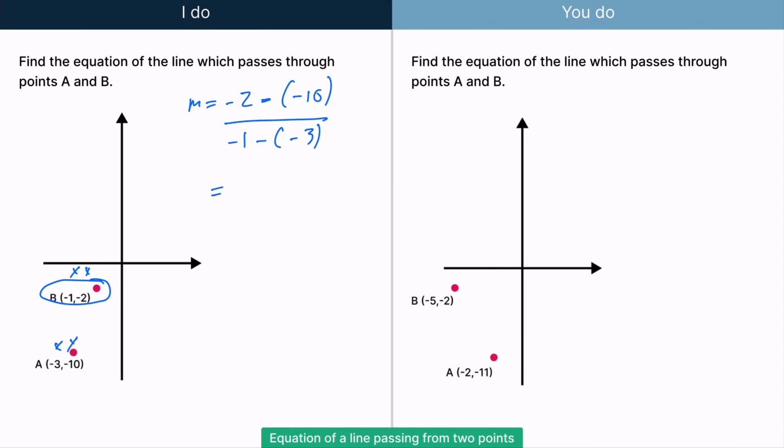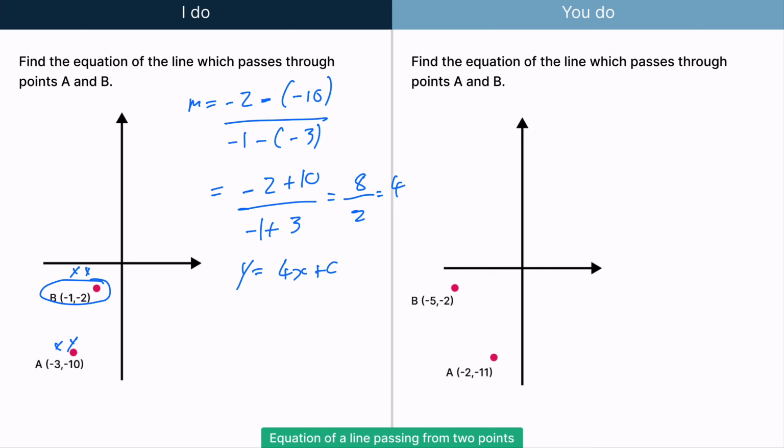So that becomes that, and that becomes that. Okay, and then that essentially is going to be 8 over 2, which becomes 4. So that's my gradient done. y is equal to 4x plus c.